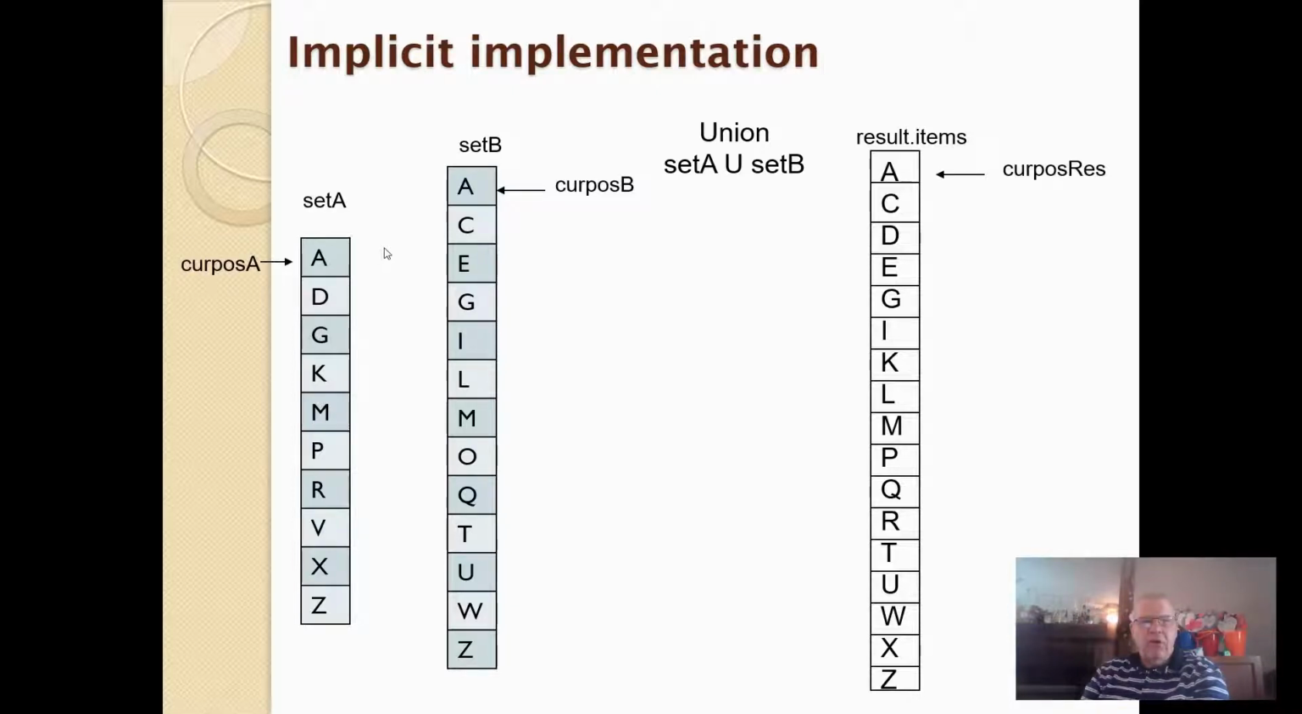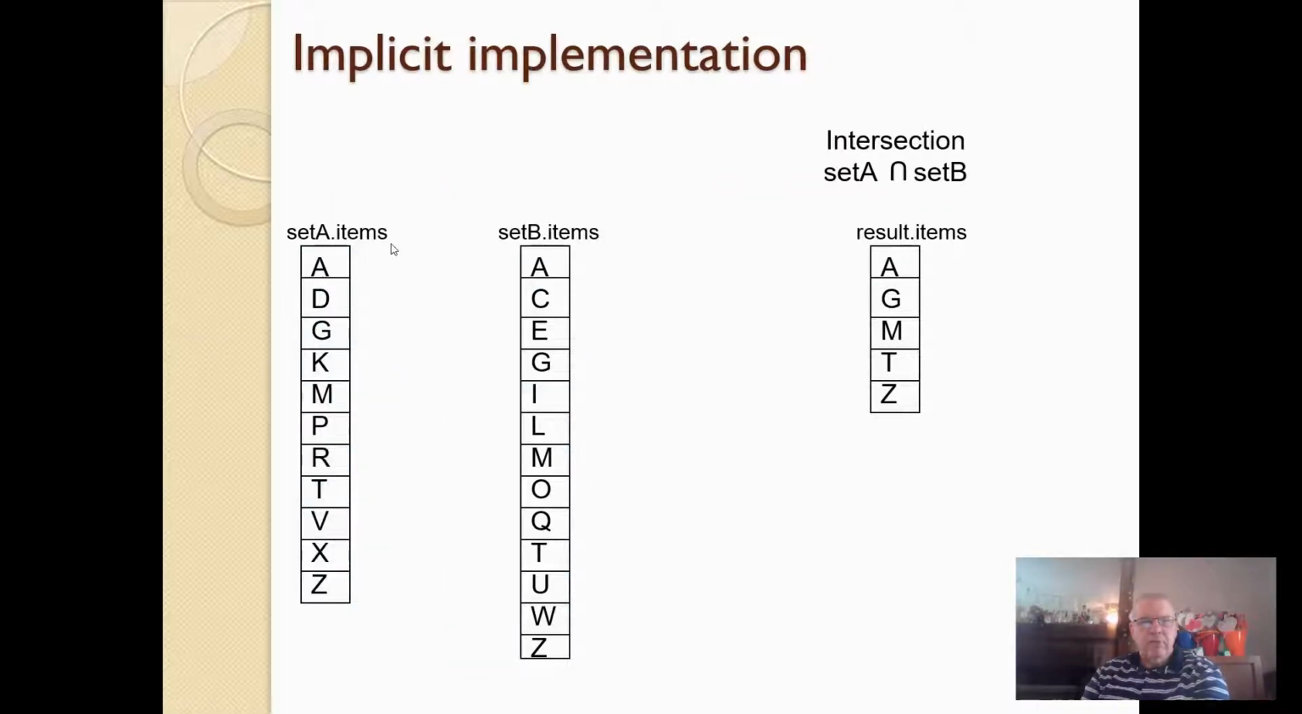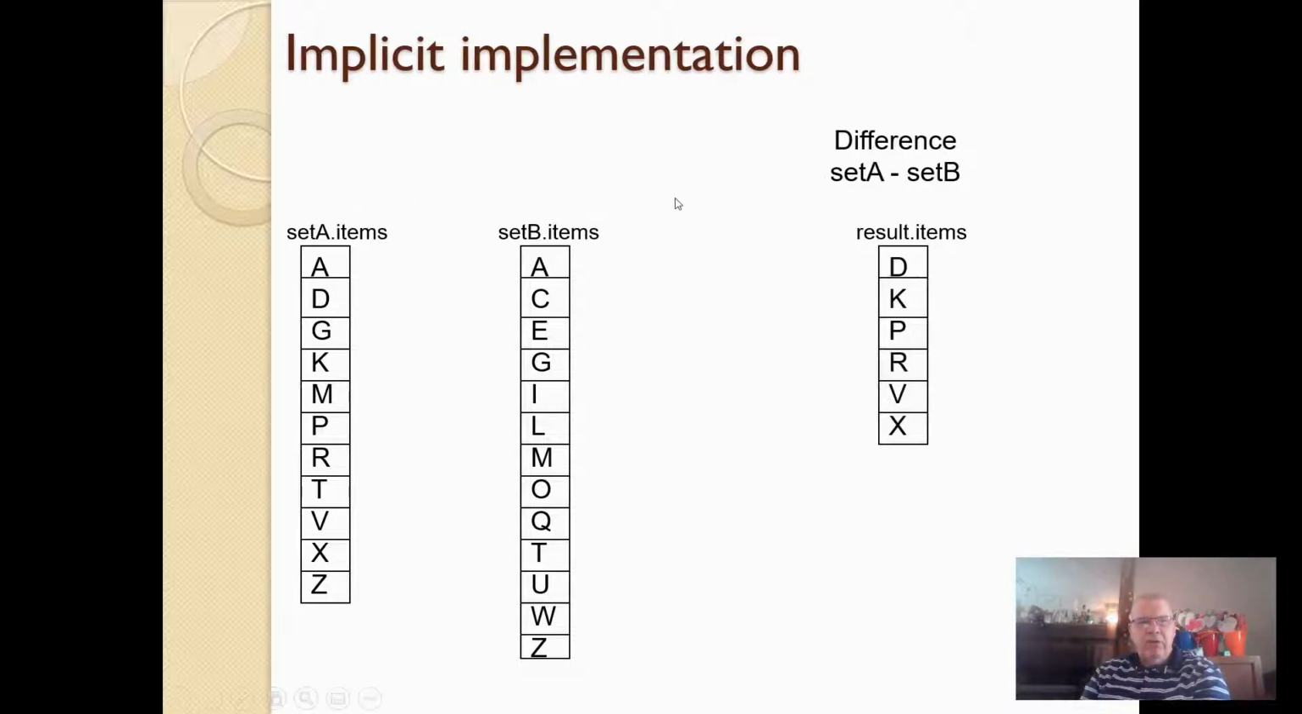So A is in one or the other. It's actually in both. B is in neither one. C is in set B, so we include it. D is in set A, so we include it, and so forth down the list. The same process you have to adopt for the intersection of set A and B, and here's the result. And the same process you have to implement for set difference.